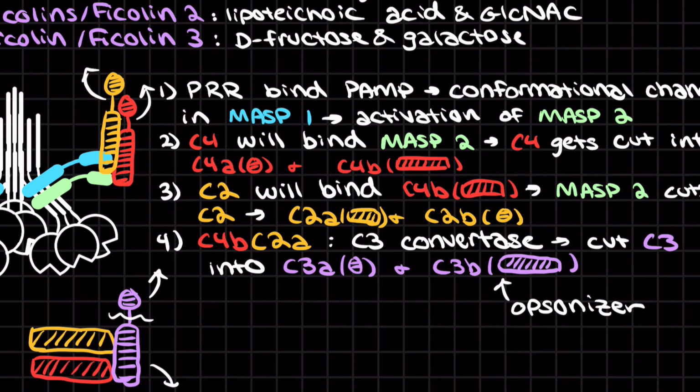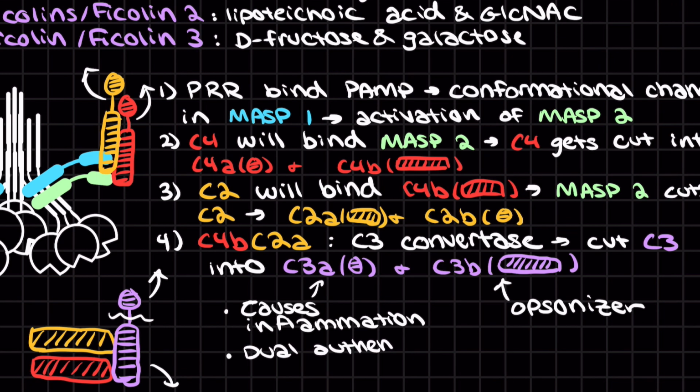One of its functions is to be an inflammatory agent. It causes inflammation. And the second thing it does is related to phagocytosis. We can think of it almost as a dual authentication of the phagocytosis signal. So dual authentication of phagocytosis.